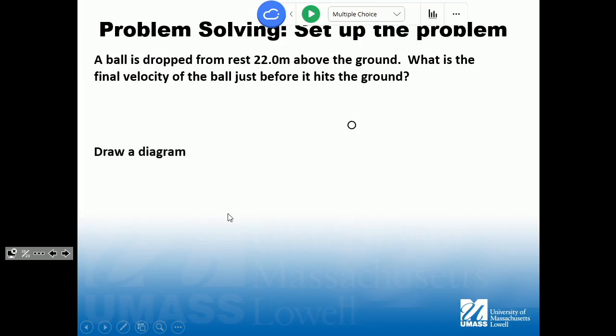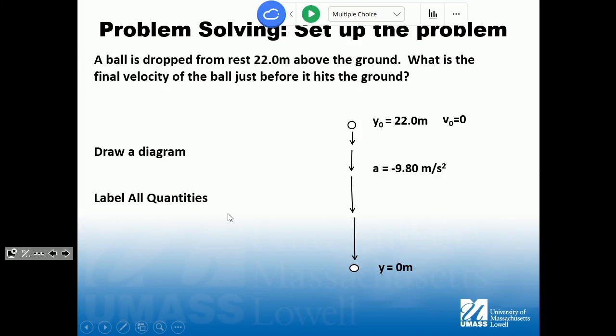So my first step is to draw a diagram. That is the dropped ball. Label all the quantities that you know. I know I dropped it from a height of 22 meters. And this, by the way, labeling it this way sets my coordinate axis. I have 0 down there and plus 22 up there. So that means this question is being solved taking upwards positive. Correct? Okay.